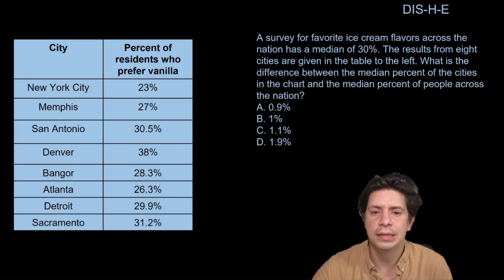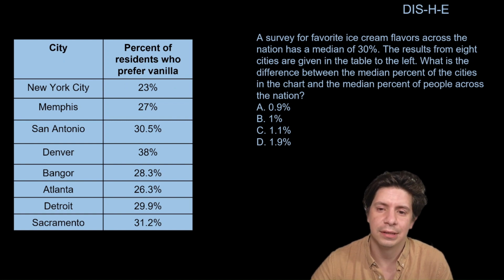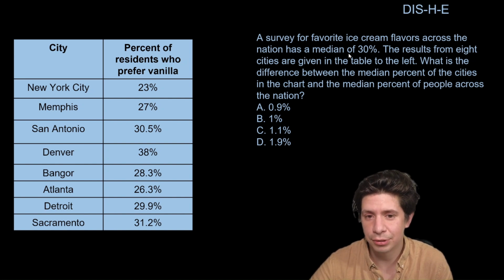Now let's go to E. A survey for favorite ice cream flavors across the nation has a median of 30%. The results from 8 cities are given in the table to the left. What is the difference between the median percent of the cities in the chart and the median percent of people across the nation? So across the nation, it's 30%.